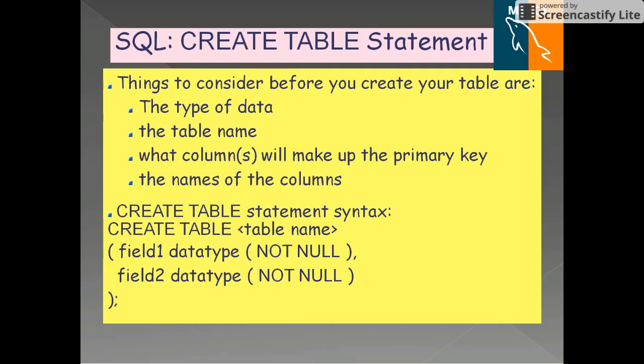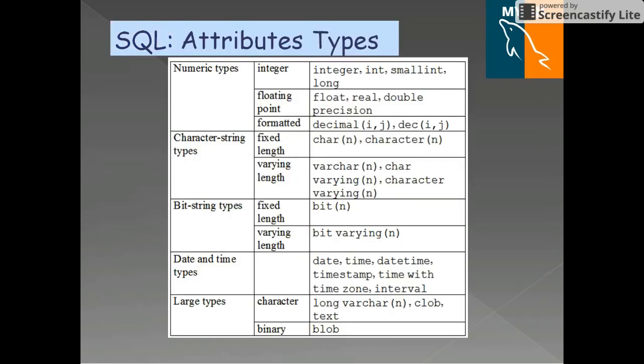So these are SQL attributes. The numeric types could be integer, floating point, formatted. The character string type, the fixed length, varying length, the varchar, the varying character length. On the right hand side you could see and use it. The bit string type, date and time types, large object types. Blob is a very useful thing, the binary data object. It is used to store images or other visual contents. The blob, binary large object.